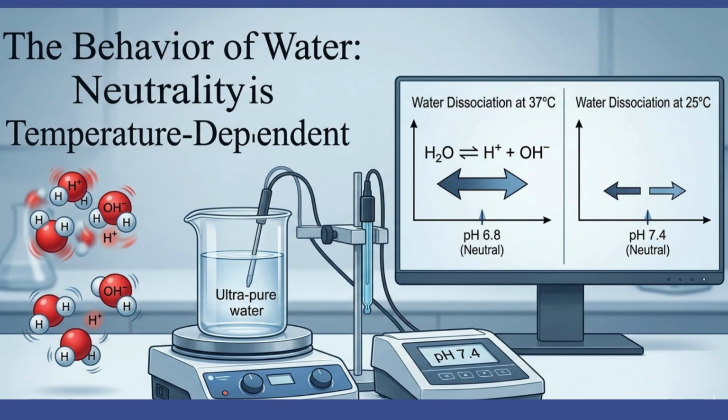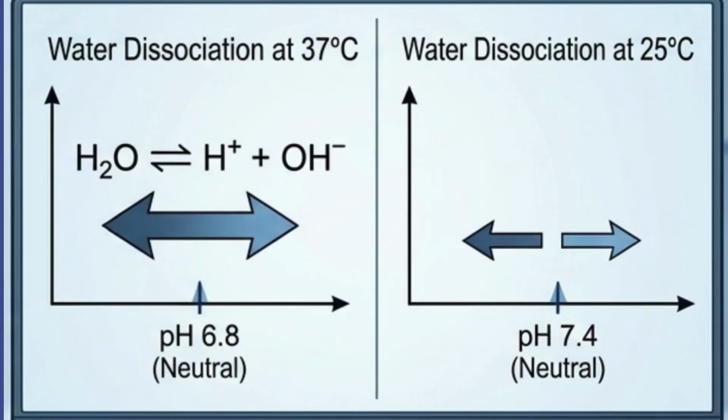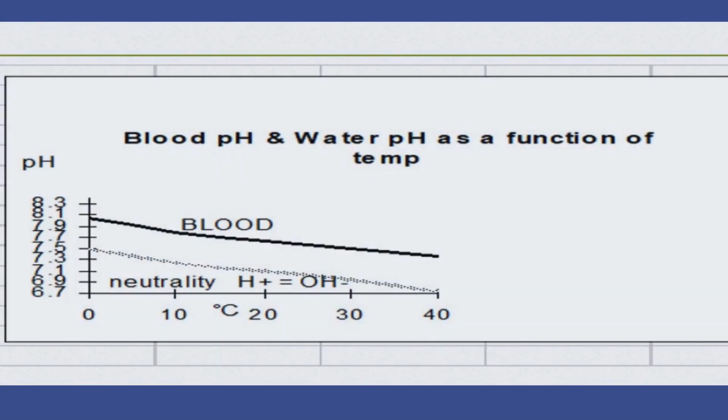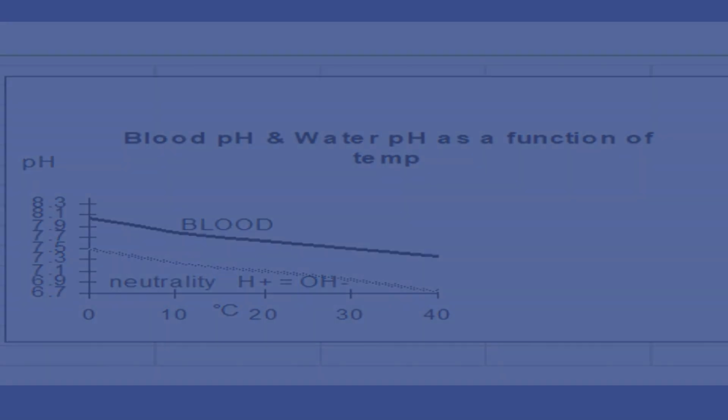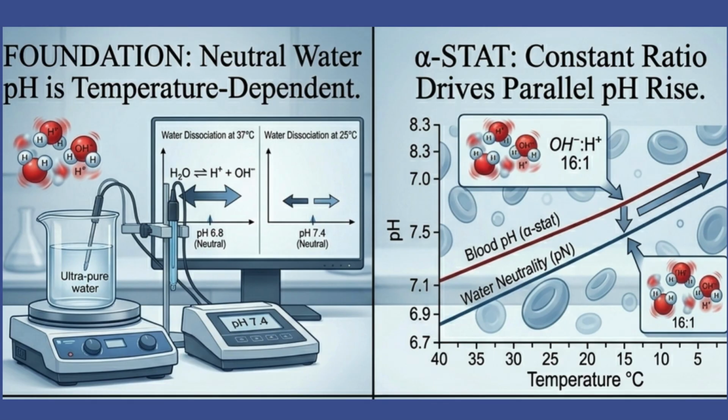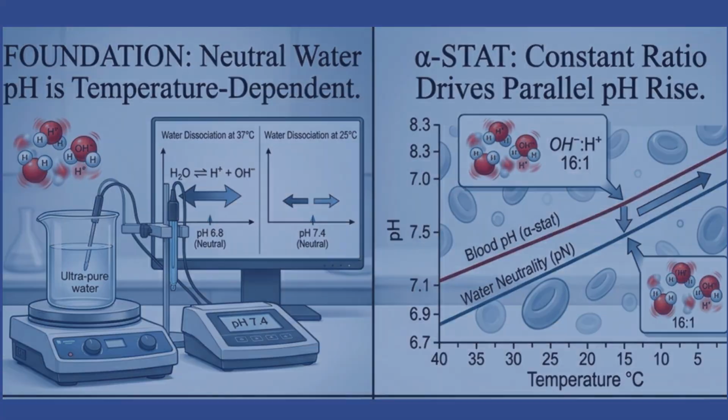Now cool the water. As the temperature decreases, water dissociates less. The neutral point moves upward. At 25 degrees Celsius, neutral water has a pH close to 7.4. Nothing has been added, nothing has been removed. The definition of neutrality has simply changed with temperature. And if neutrality changes with temperature, what should we consider a normal pH during hypothermia? The question lies at the heart of the alpha-stat versus pH-stat debate.